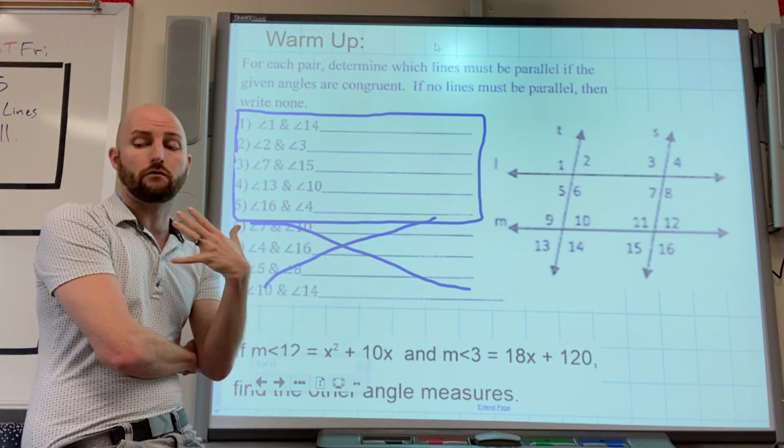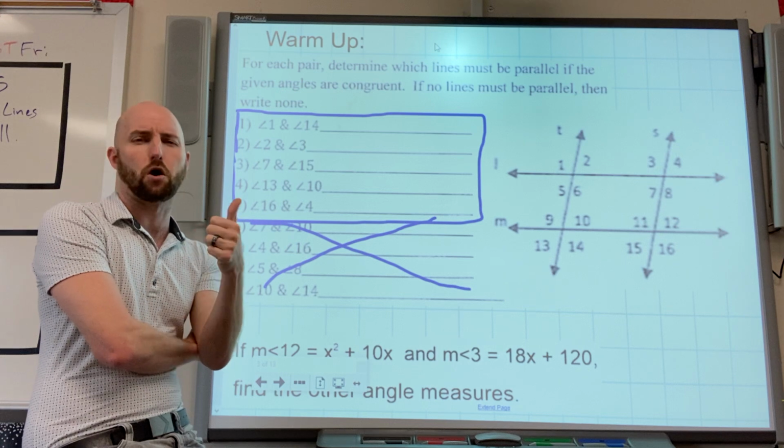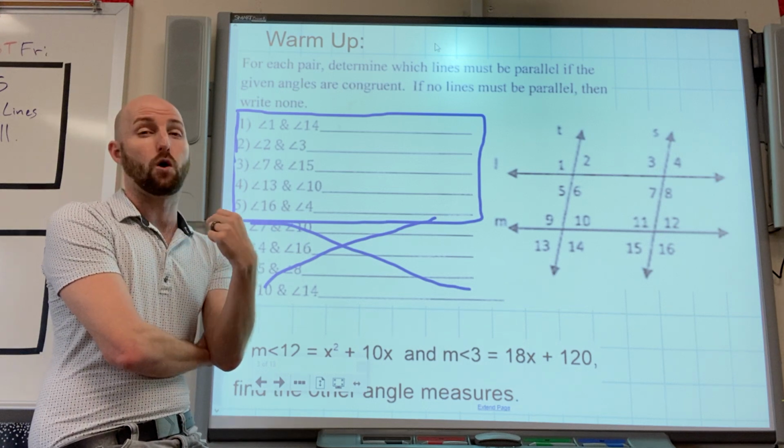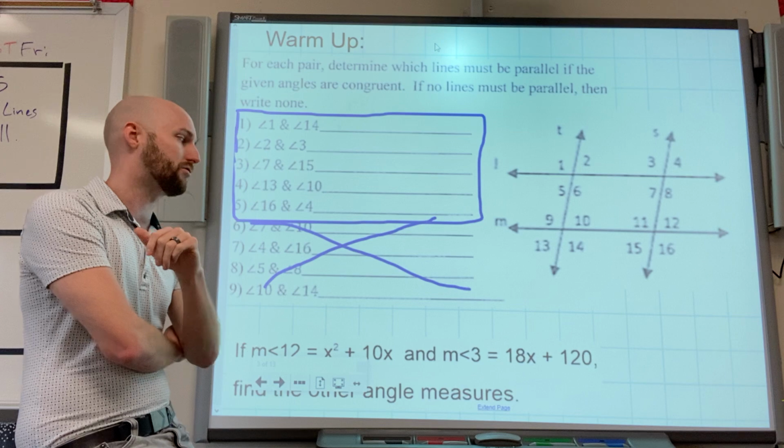Mostly we're thinking about our vocabulary words, which ones are supposed to be congruent, which ones are supposed to add up to 180, and then seeing what's going on with that.